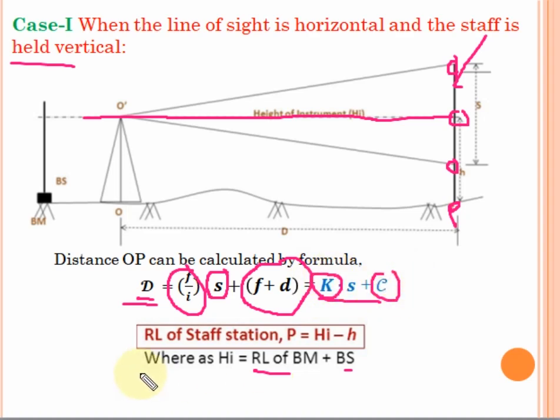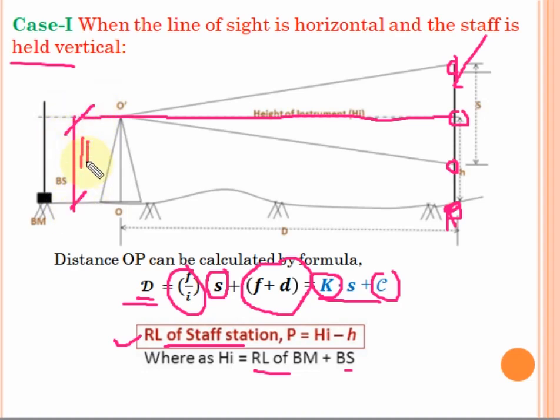So how can you find out the reduced level of the staff station? Our ultimate aim is to find out the RL of the staff station, that is, the reduced level of the point P. We keep the instrument here, and this is your height of the instrument. So this is your HI.